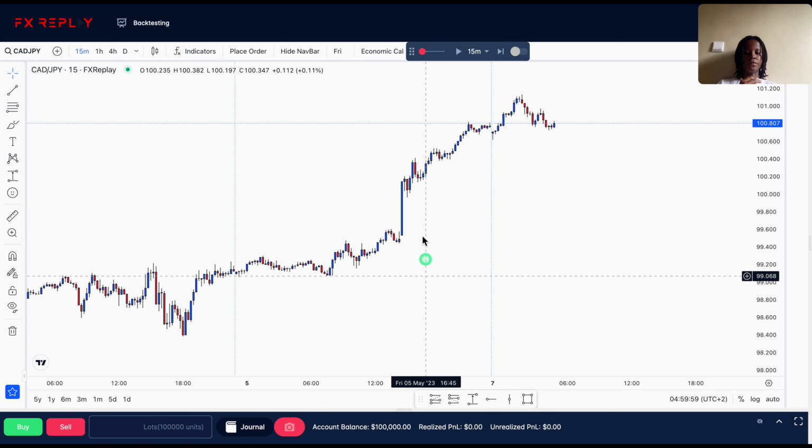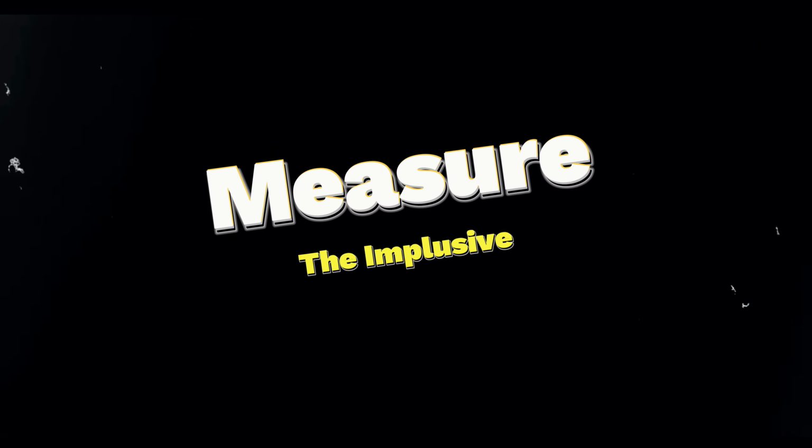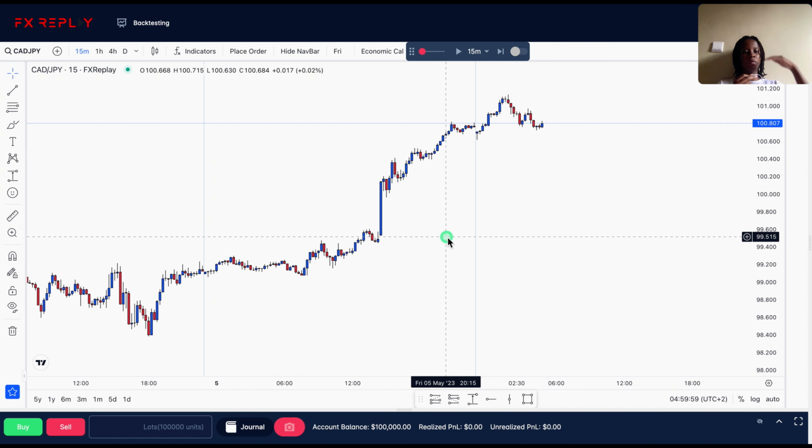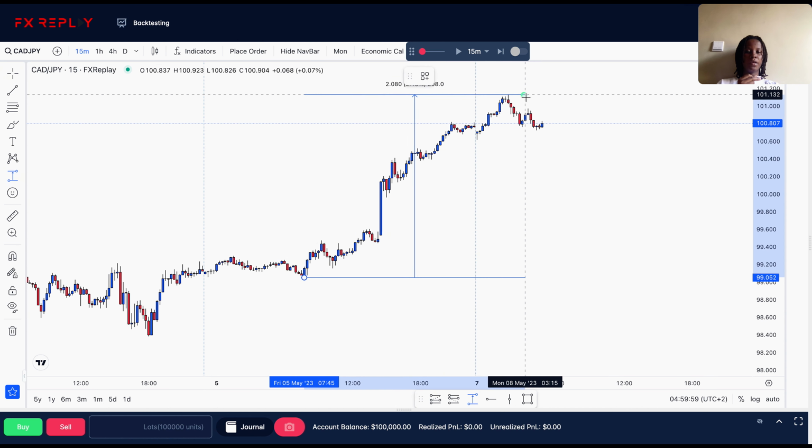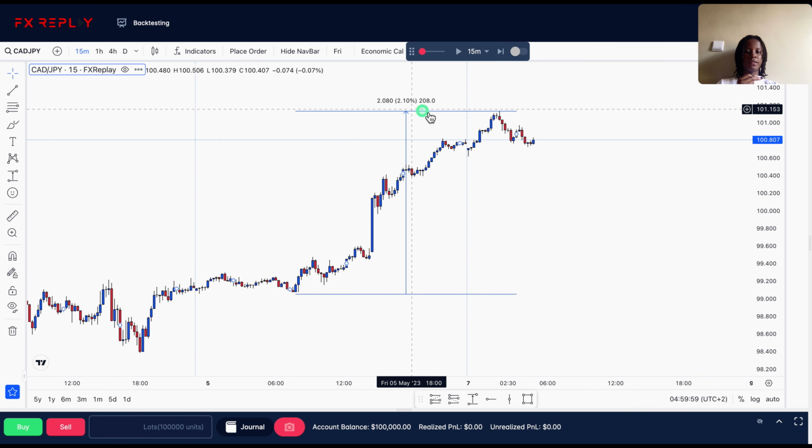We're here in the M15. Remember, the first thing that you do is measure the impulsive move. Remember, you measure the impulsive move using the swing high and the swing low. You take this measuring tool and then you measure from down here to up here, and from here you can see automatically this is your impulsive move, and this is way beyond that 45 pips mark that I always look for.